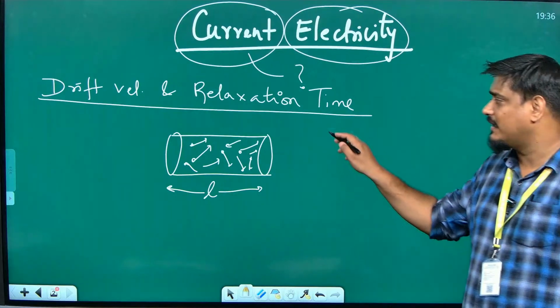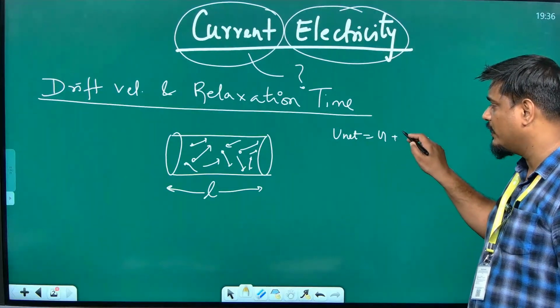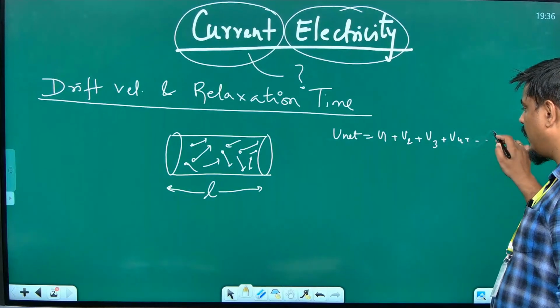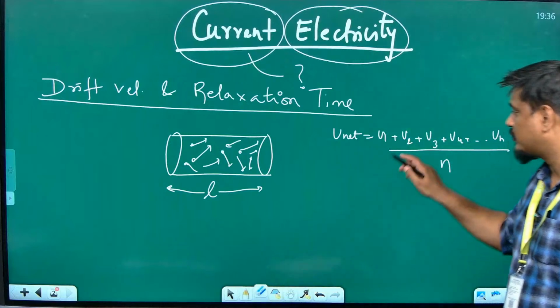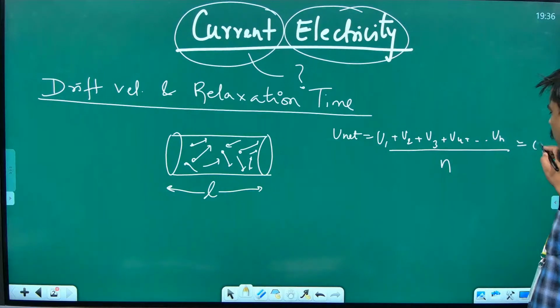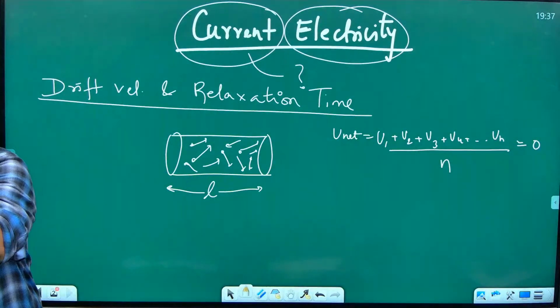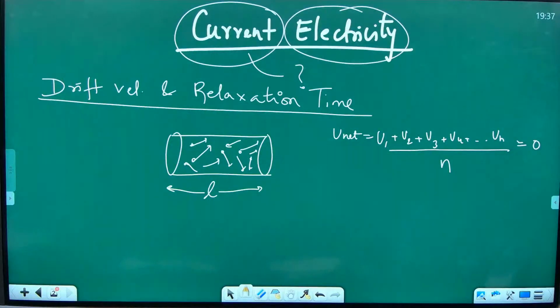So I can say that the net initial velocity u net will become equal to u1 plus u2 plus u3 plus u4 up to un, divided by n. This is the overall velocity of all the electrons, and this value is equal to 0. Why is it 0? Because it is not in a particular direction. It is randomly oriented in all directions. I'll give time for writing. Pay attention, learn. So the net effect of all these velocities is equal to 0.